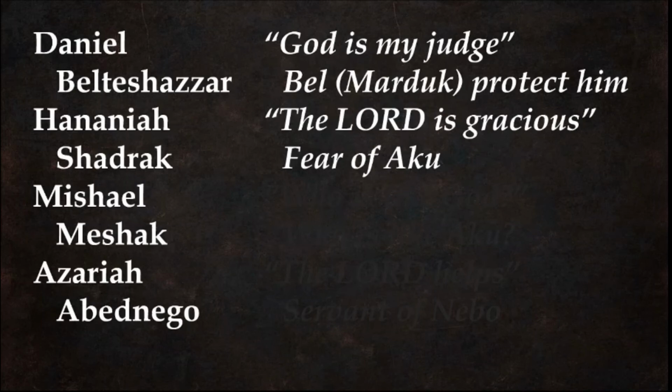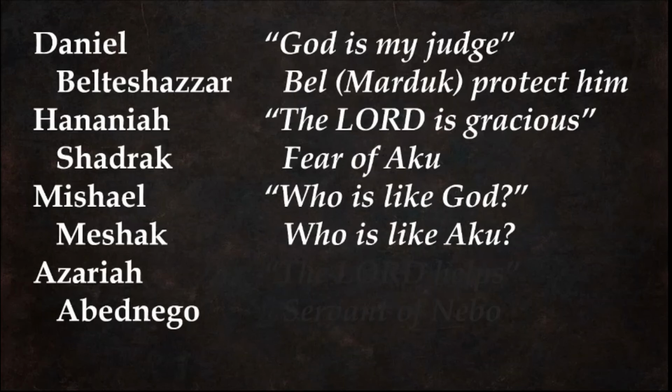Mishael is almost identical to Michael. What does Michael mean? Who is like God? It's a question. And Mishael means who is like God. And so he gives him Meshak, who is like Aku, the Babylonian moon god.